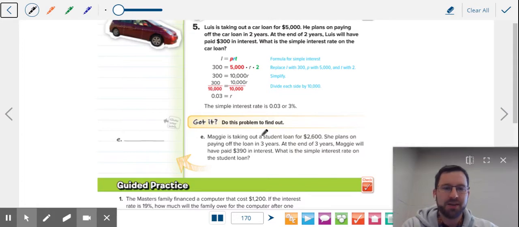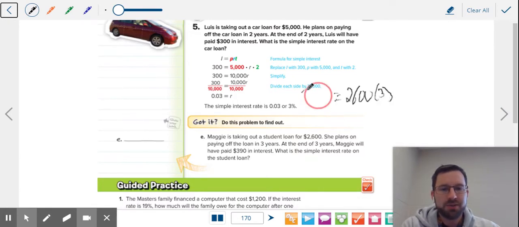Maggie is taking out a student loan for $2,600. Okay, so far so good. That's the principal, how much you start with. She plans on paying off the loan in 3 years. Okay, that's the time. That's good. At the end of 3 years, Maggie will have paid the interest. Okay, so this is different. We don't know the R.